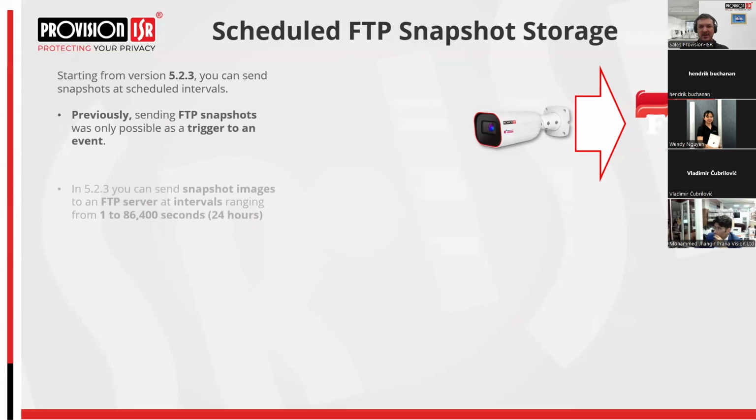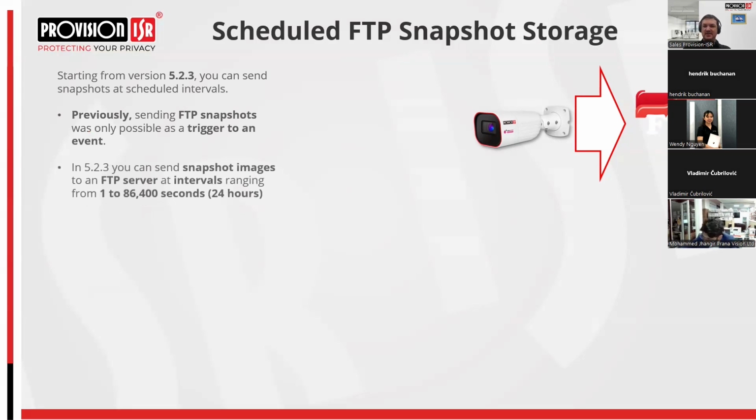a snapshot. In 5.2.3, you can now send images to an FTP server at intervals ranging from 1 to 86,400 seconds, which translates to 24 hours. So from 1 second to every 24 hours, you can request the camera to send a snapshot to an FTP server. Why would you want this feature?